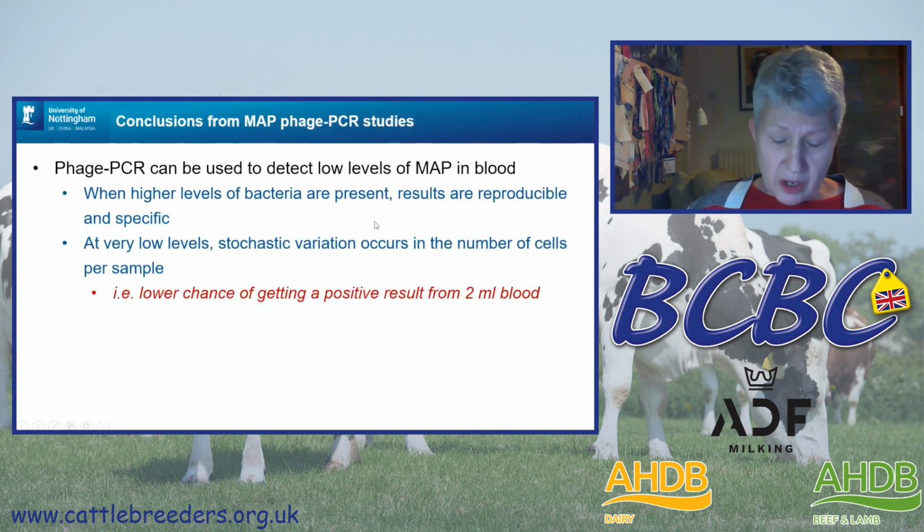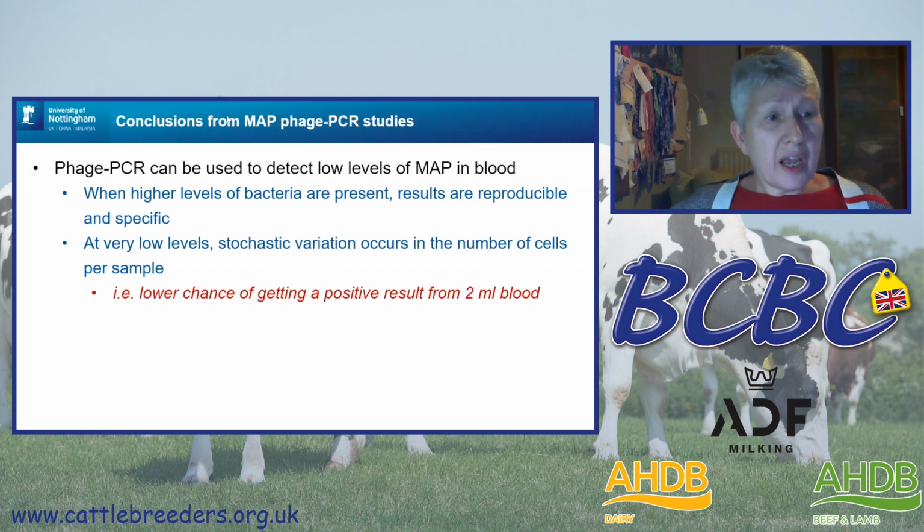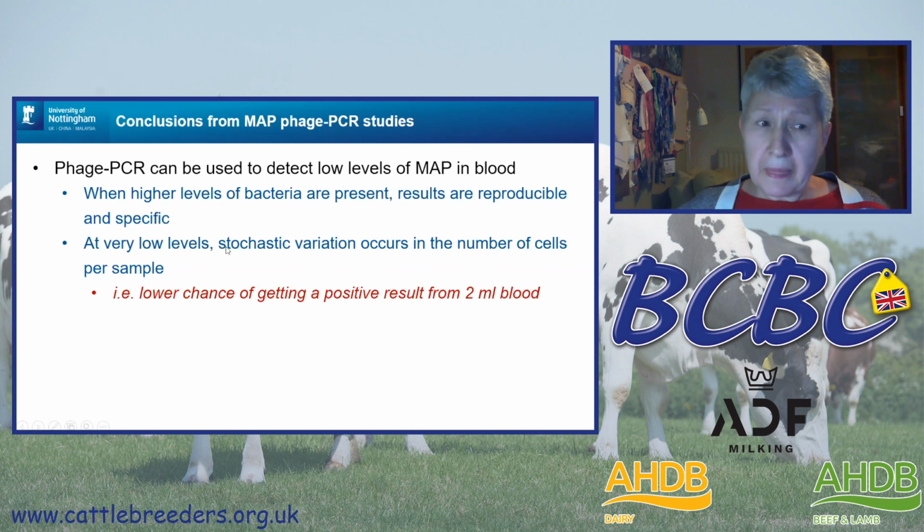Okay, so just to conclude from that part of my talk, we know that phage PCR can be used to detect low levels of MAP in blood. When higher levels of bacteria are present, results are going to be both reproducible and specific. At very low levels, we do get this stochastic variation in number. So some samples may be positive, some samples may be negative when we're taking these very small blood samples, 2 mils.